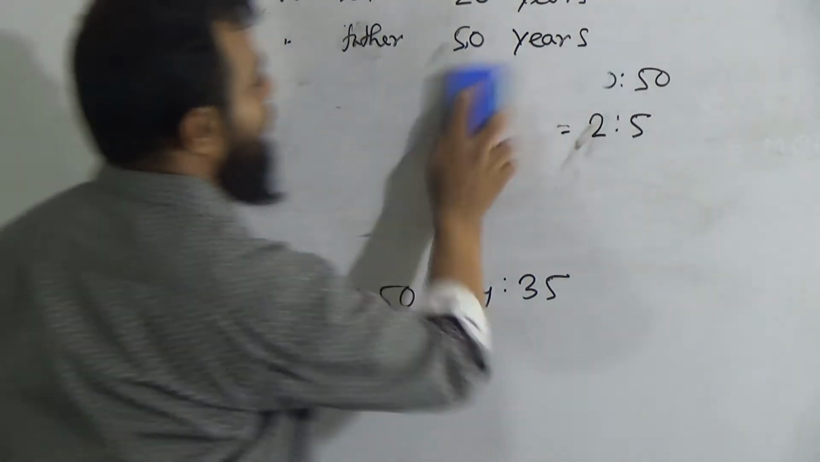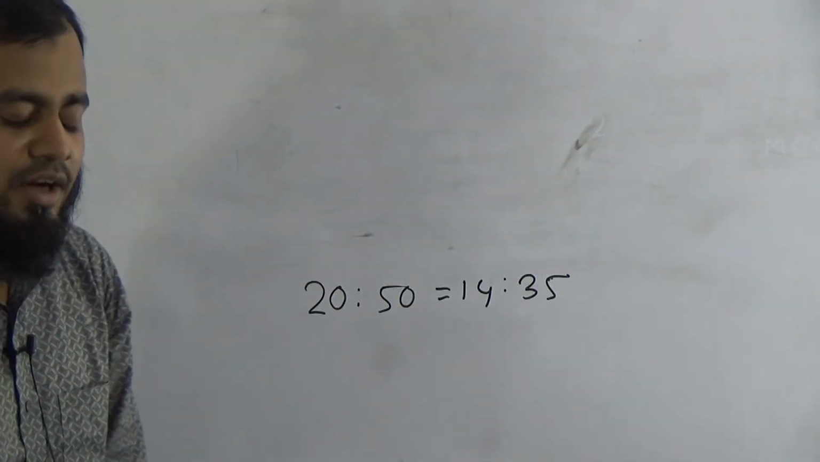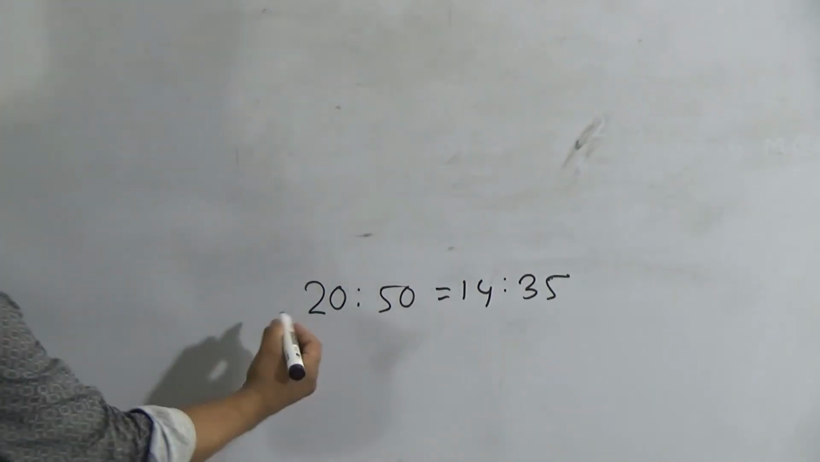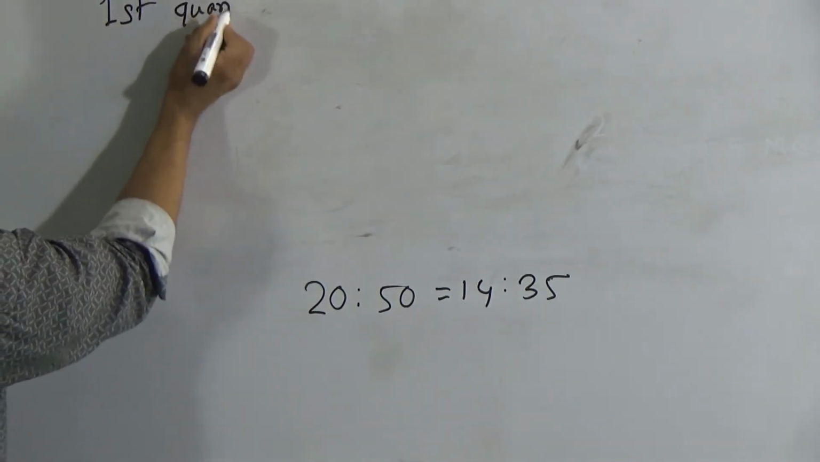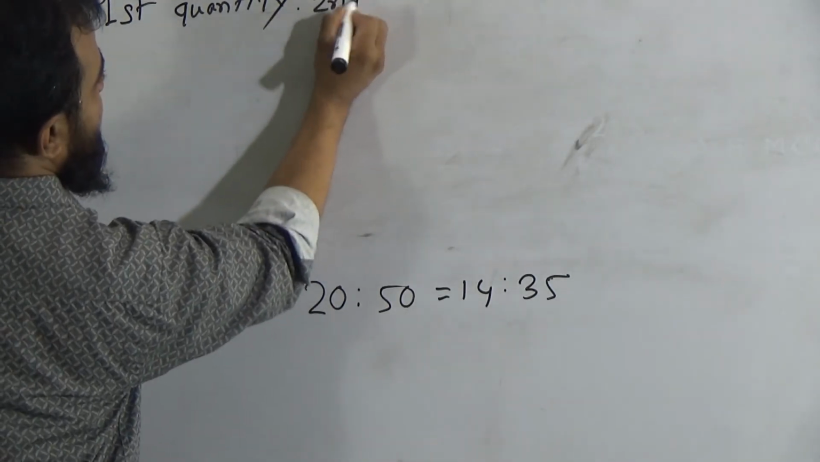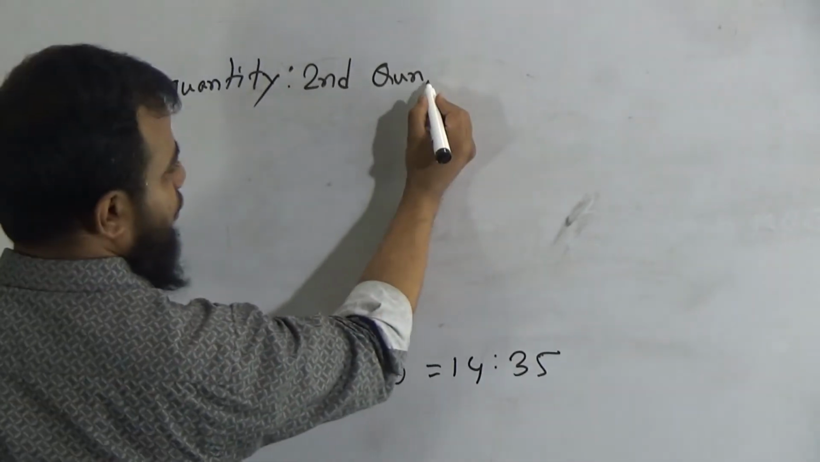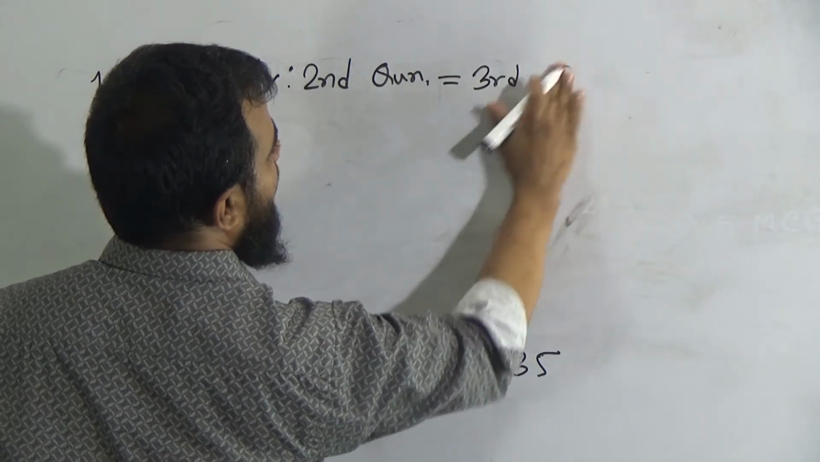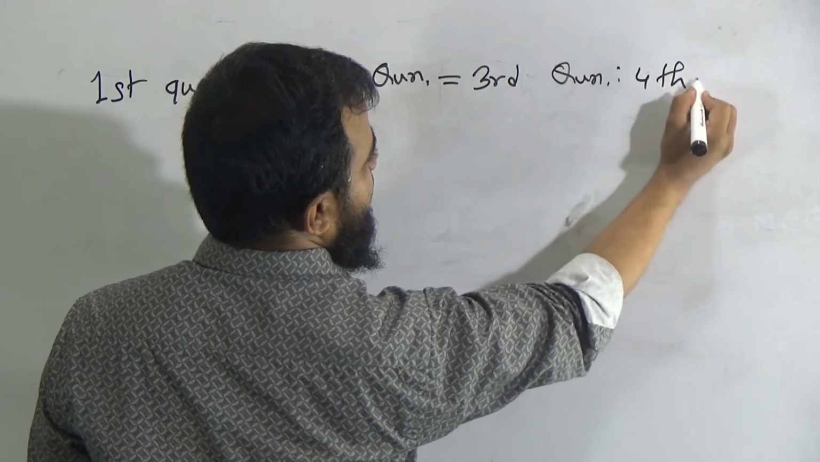From this relationship we can find out any quantity. That means if 3 quantities are given, we can find out the fourth one. That means this relationship can be written as first quantity is to second quantity is equal to third quantity is to fourth quantity.